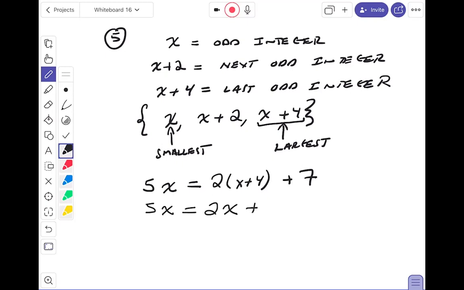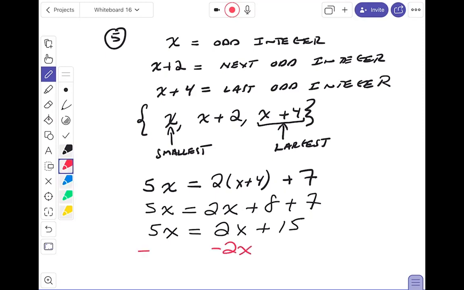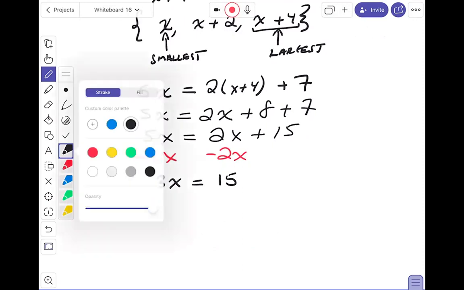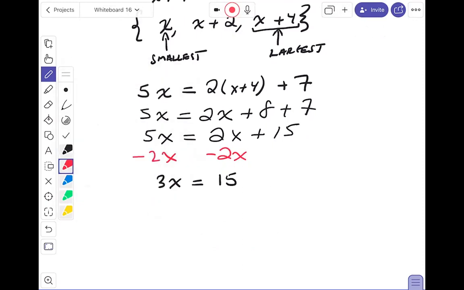equals 2x plus 8 plus 7. 5x equals 2x plus, well, 8 and 7 is 15, right? Subtract 2x from both sides. I'm going to move this up. And what do you get? You get 3x equals 15. And then what I'm going to do is divide both sides by 3.